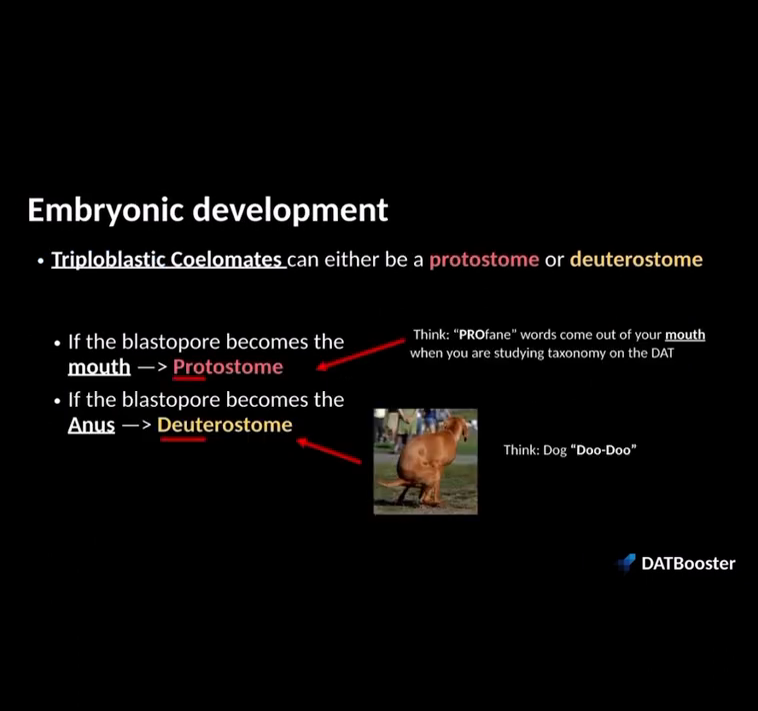Here's a dumb way to remember the difference between a protostome and a deuterostome. This is dumb, but it's going to work. If the blastopore becomes the mouth first, part of that GI tract, it's going to be a protostome. The way I remember this is I think profane words come out of my mouth when I'm studying for the DAT, right? So profane, protostome, mouth. But if that blastopore becomes the anus first, you're a deuterostome. The way I remember this is deuterostome sounds like dog doo-doo, anus, deuterostome. So I know it's dumb, but hey, now you're never going to forget it.